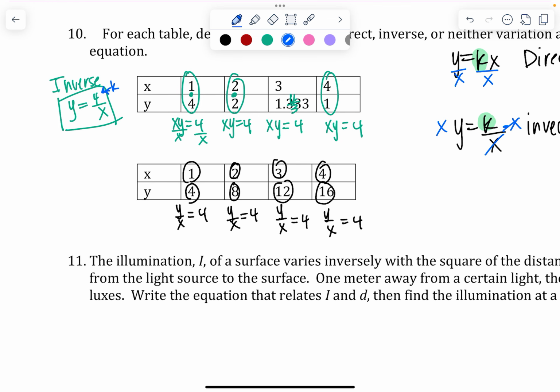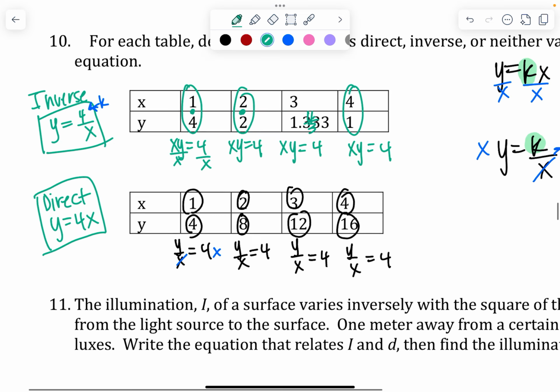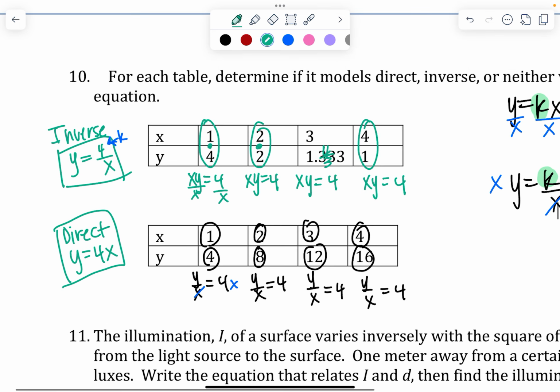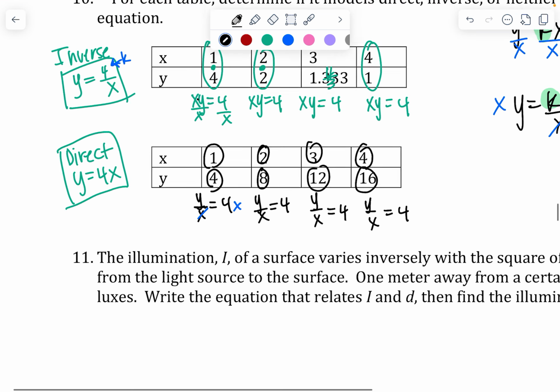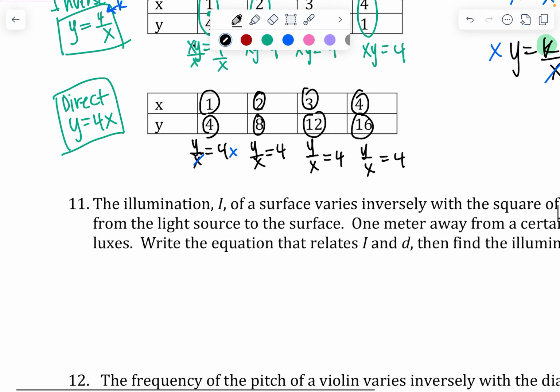And so if I were to multiply both sides by x, I'd get y equals 4x. And so this is a direct variation. And our equation would be y equals 4 times x. So in both cases, our constant of variation was 4. But in table 1, the product was constant. In table 2, the ratio was constant. So that's how you can identify from a table.